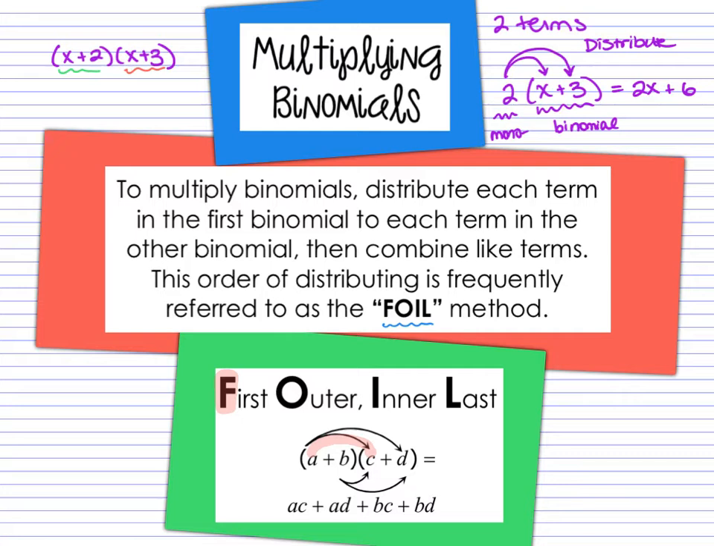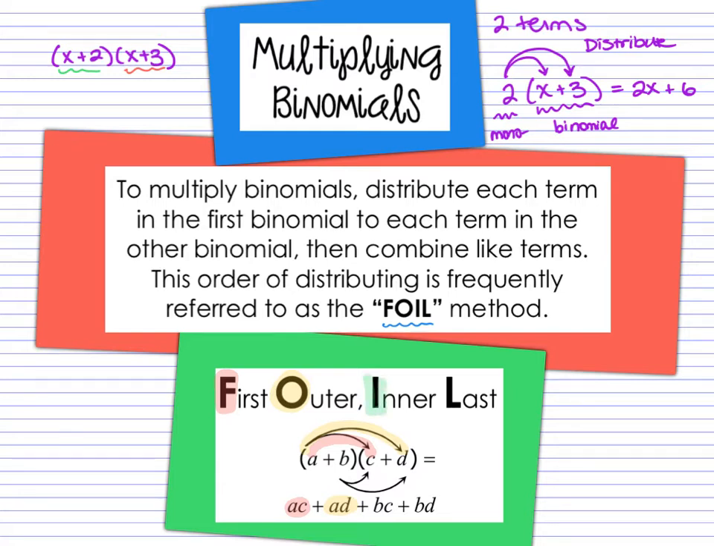That's my first. Then I'm going to look at my outer. So this O stands for outer, and that means I've got my outside term in the first set of parentheses and my outside term in the second set of parentheses. Those are my outer terms, the ones on the far outside of everything we're multiplying. So I'm going to multiply, in this case, the A times the D. That gives me A times D. So the first was A times C, and the second is A times D.